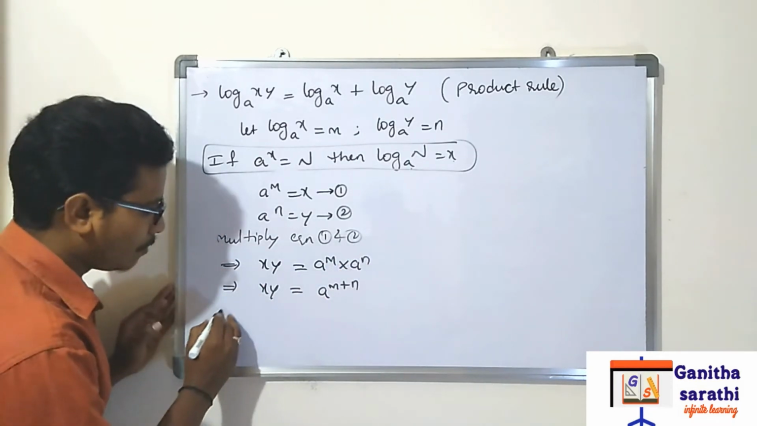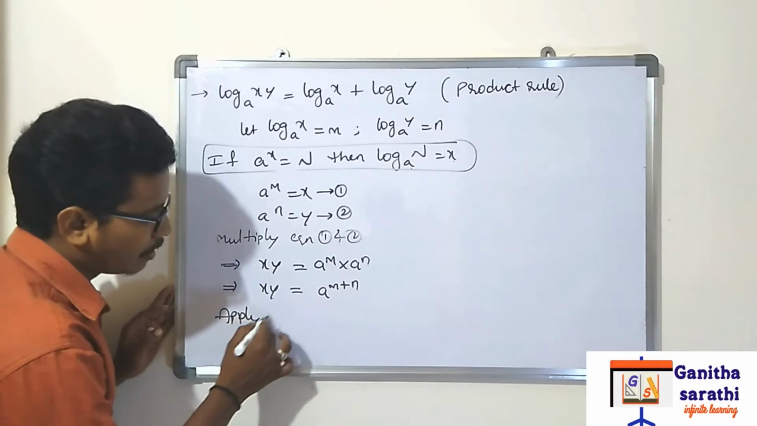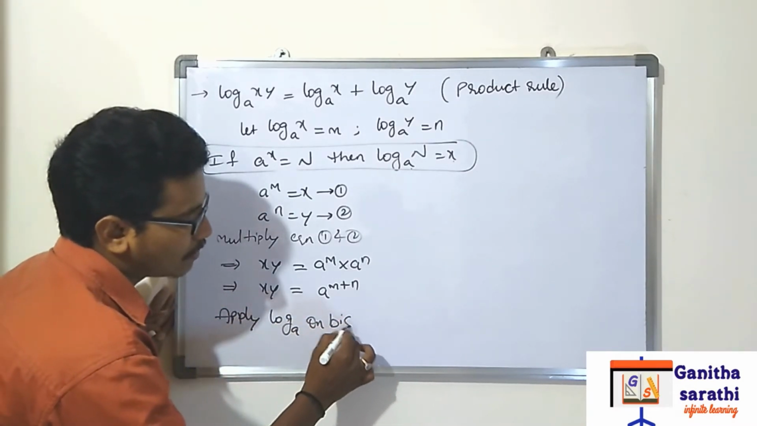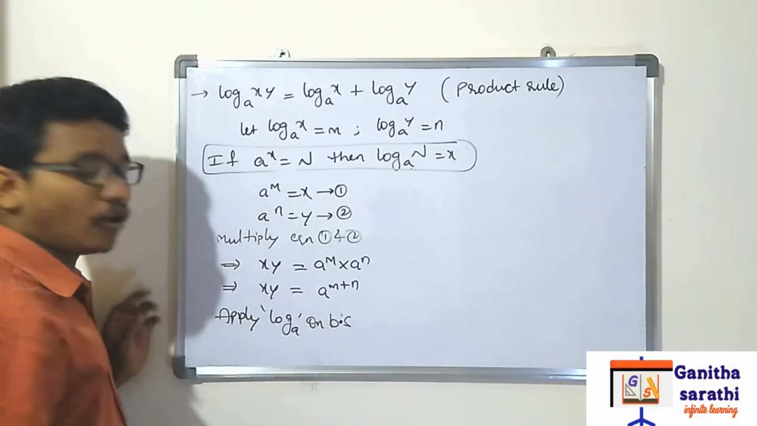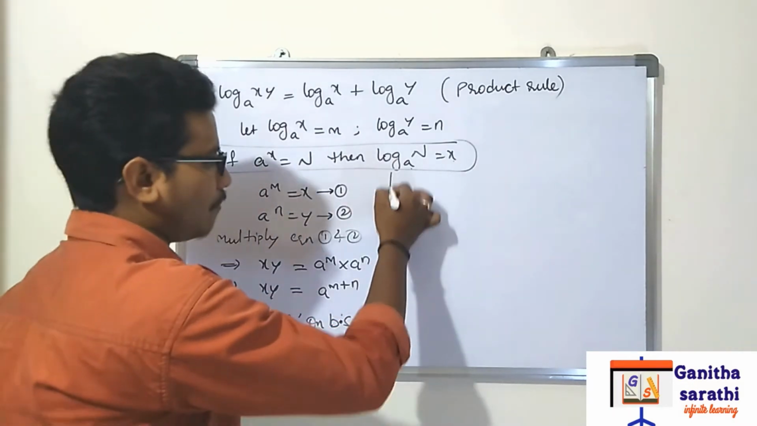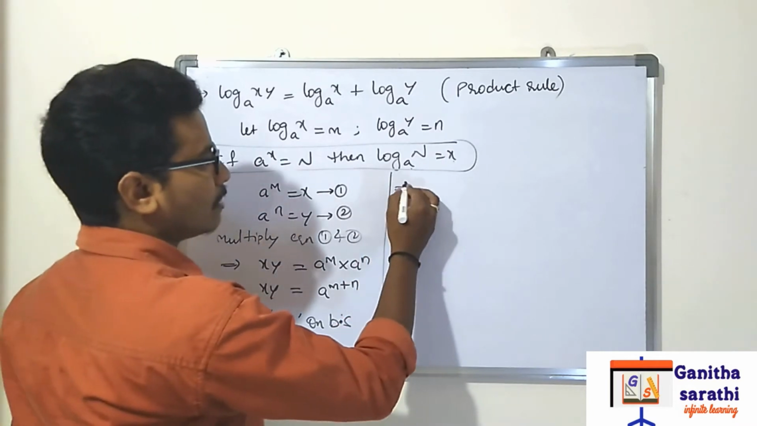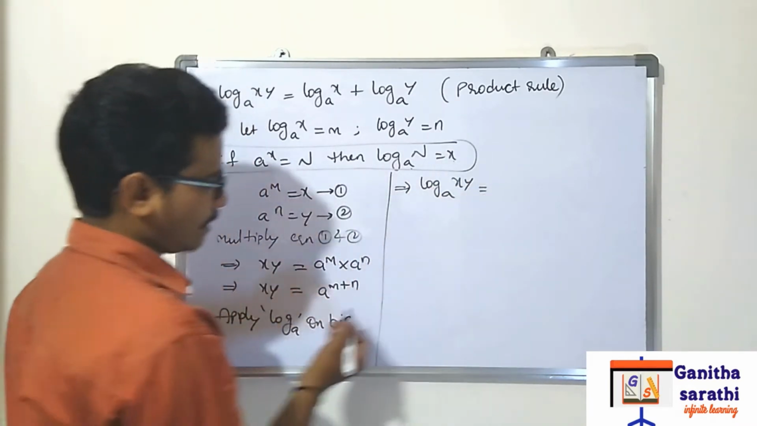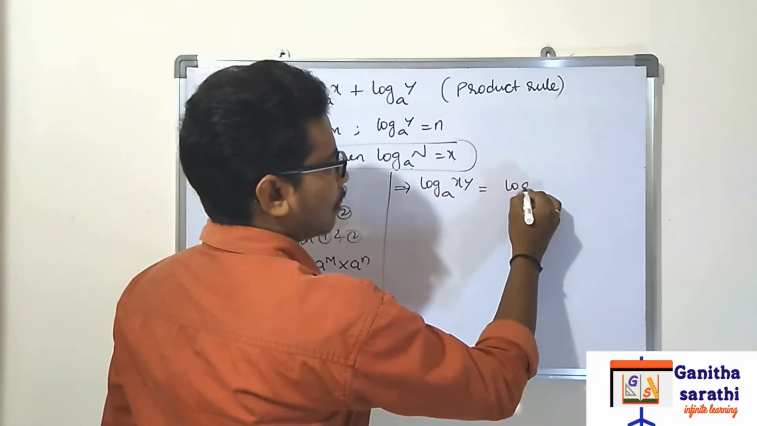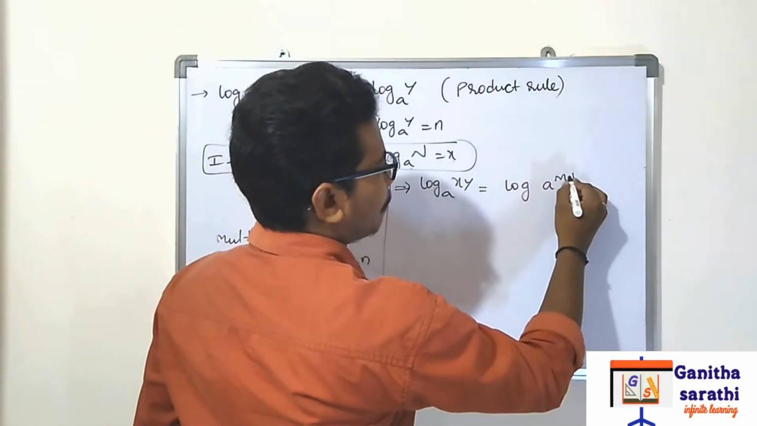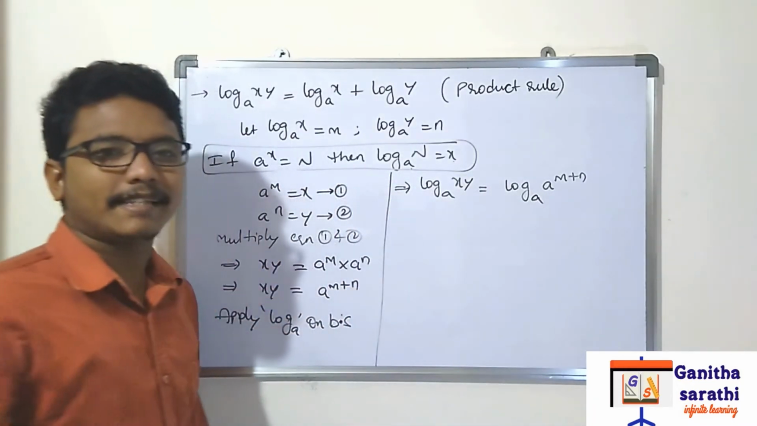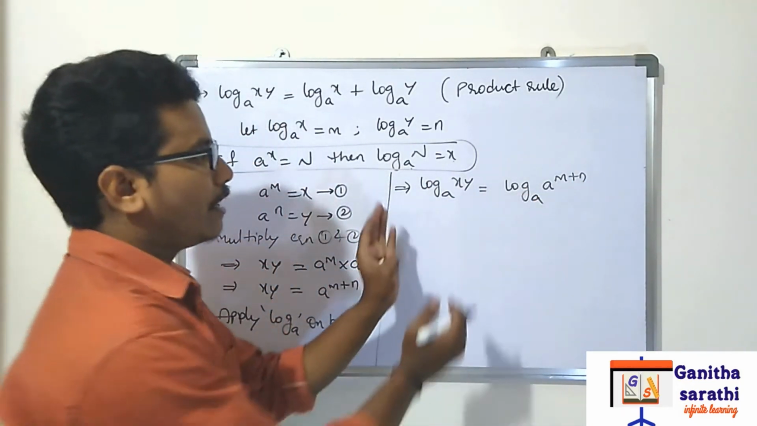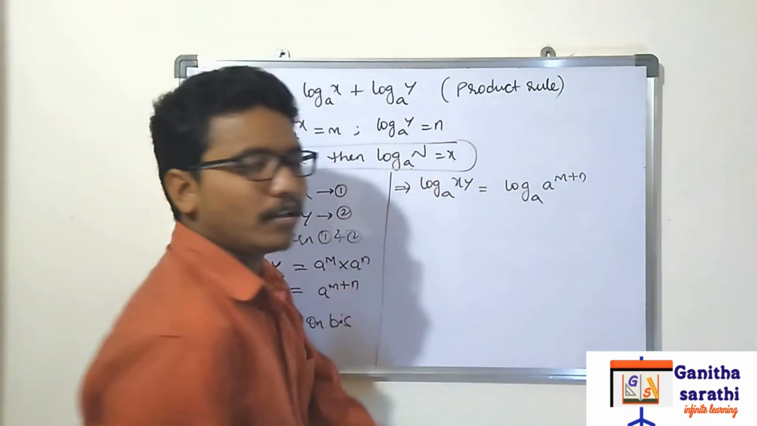Now what you should do? Apply log to the base a on both sides. Okay, apply log to the base a on both sides. After applying, what you will get? See, log of x into y base a is equal to log of a power m plus n base a. Okay, log of x into y base a is equal to log of a power m plus n base a. We are applying log to the base a on both sides.